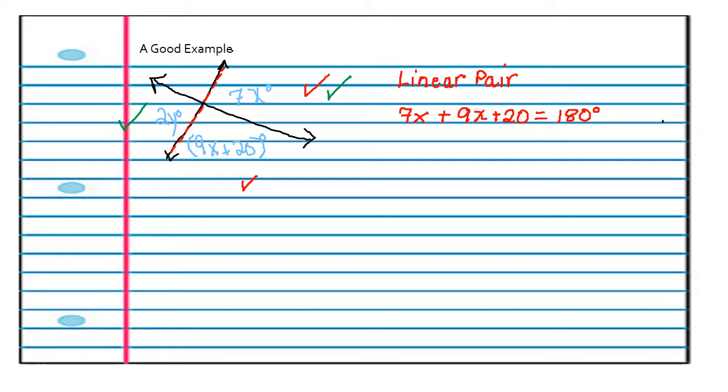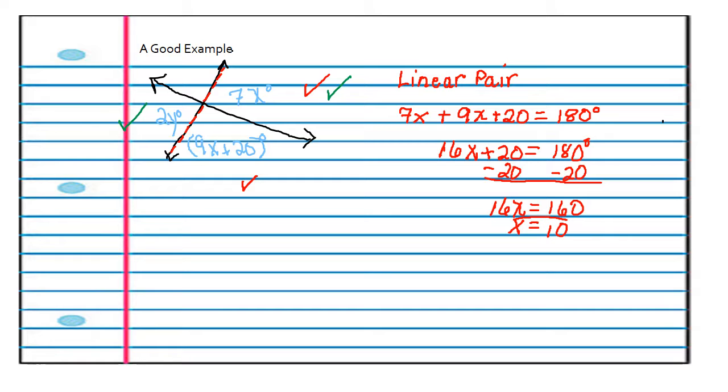Now we've got our great algebra. We're just going to combine our like terms, and we're going to isolate our variables. So we're going to go minus 20. That leaves us with 16x equals 160. Divide by 16, or think 16 times what's 160, and it's 10.